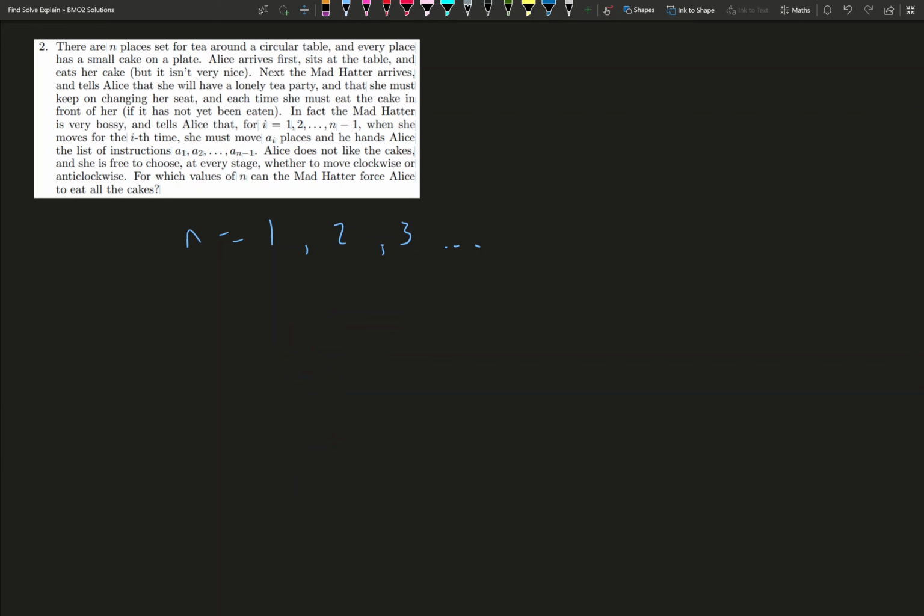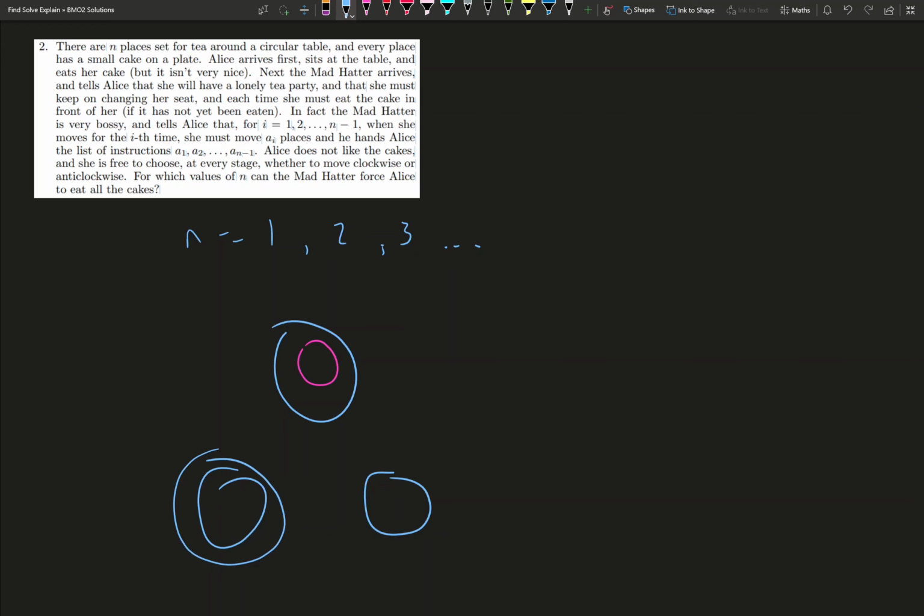For 3, if she starts at the top one, so here, she can always say that she doesn't want to go to this cake. So whatever the Mad Hatter says, and he can only give her 2 instructions, so 1, 1, or 1, 2, she can always choose to not go to this cake.